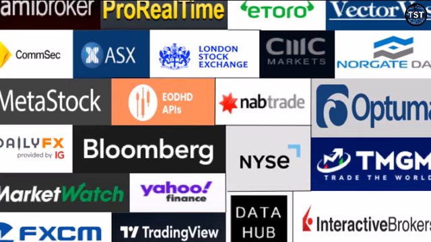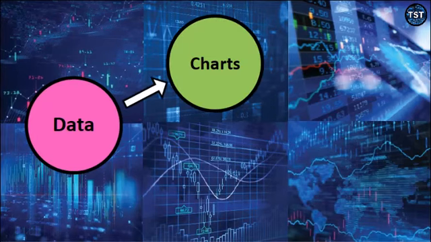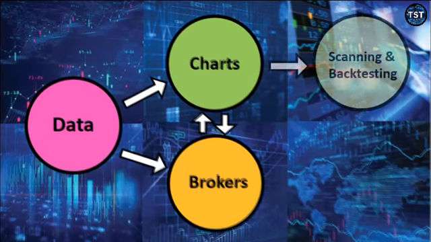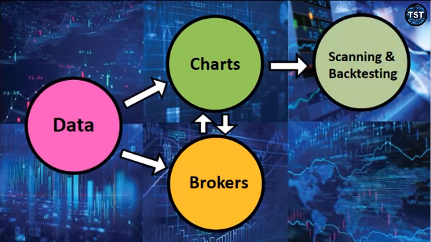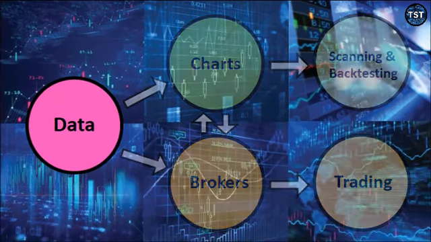To simplify this seeming chaos, I have divided trading operations into three fundamental categories: price data, charts and brokers. Later I will also look at journaling software, backtesting systems and trading platforms that allow fully automated trading.